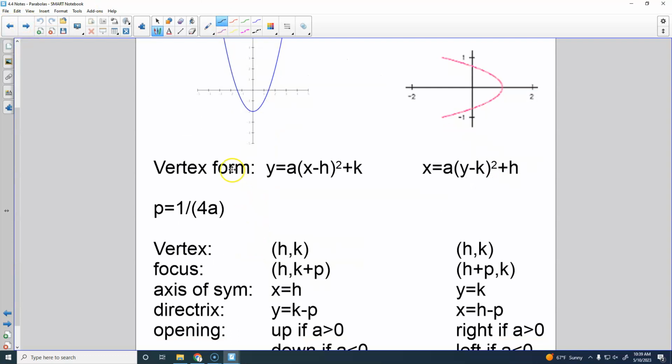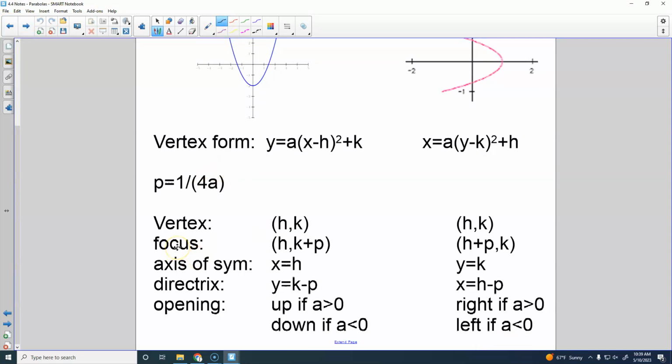A parabola does have a focus and a directrix. So we're going to talk about kind of what those are here in a minute. But this p equals 1 over 4a, that is your focal length. Similar to our ellipses where we did c squared equals the absolute value of a squared minus b squared, we have this formula here to find the focus of our parabola.